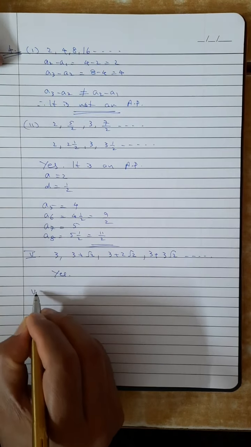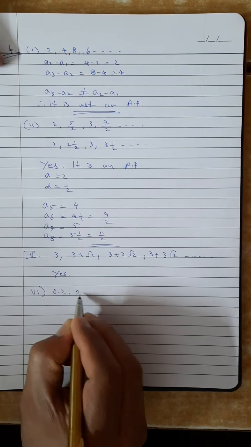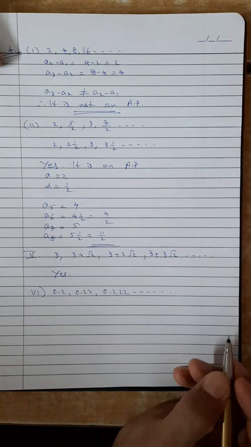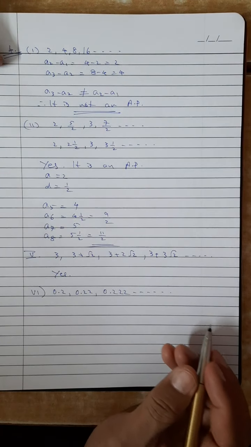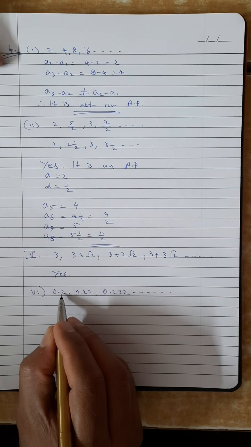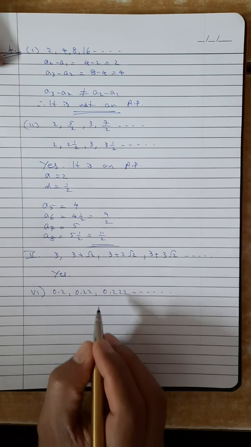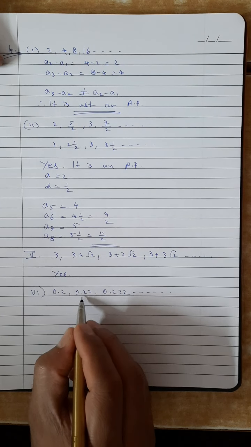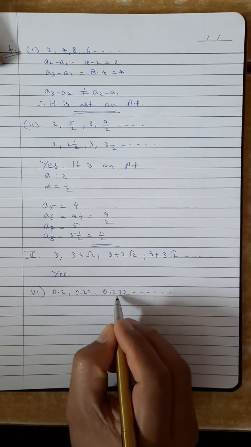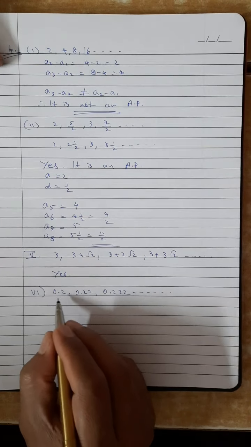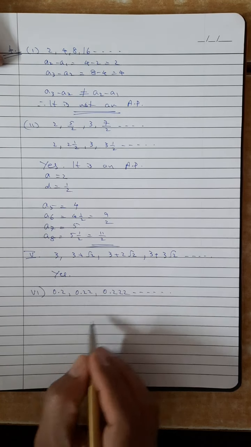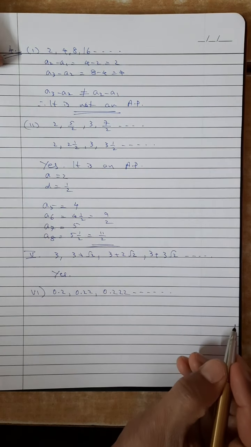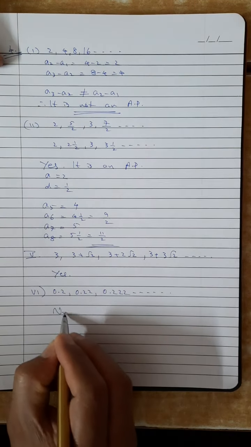Question number 6, 0.2, 0.22, 0.222, etc. Looking like an AP, but it is not an AP because we are not adding something. One more digit is written extra here. 0.2, 0.22, 0.222. We are not adding something with this. One more digit is written, 2 times 2 written, 3 times 2 written, etc. Not an AP.